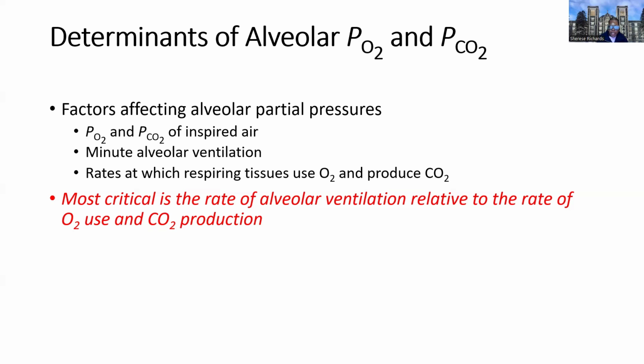Now, the most critical of these three factors, between the partial pressures of your gases in the inspired air, your minute alveolar ventilation, and then the metabolic demand, right? The rate at which you're producing CO2 or using oxygen. Of those three, the most critical is the third, the metabolic demand, as well as your minute alveolar ventilation. So the second two factors here, but especially the third, are going to mainly determine your alveolar partial pressures.